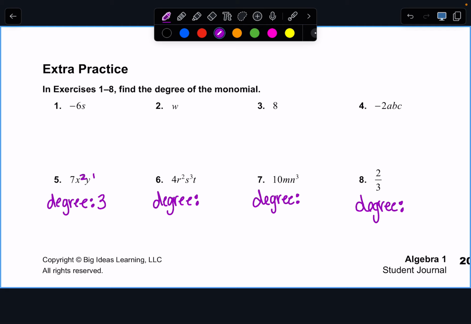Vivi, what do you think about the degree for number 6? I think the degree is 6. You think the degree is 6. We have 1, 2, 3, 4, 5, 6. Okay. Willow, what about for number 7? 4. We have a total of 4 in our exponents. What about number 8? It would be 0. Do you see a variable? No. Nope. So our degree is 0. Okay. Okay. Now, turn the page.